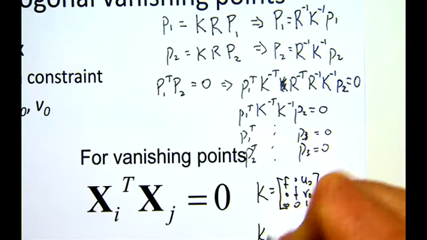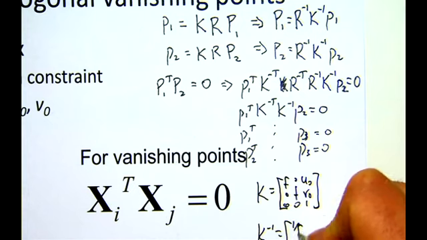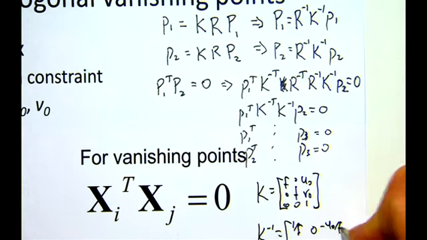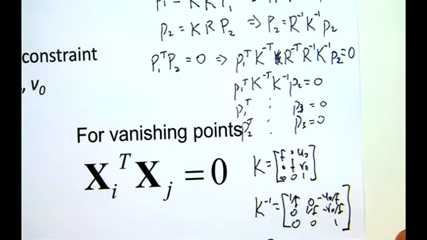And K inverse equals 1 over F, 0, negative U naught over F, 0, 1 over F, negative V naught over F, 0, 0, 1. If I plug my K inverse into this equation, I'll get a quadratic equation in terms of my parameters. I have 3 equations and 3 unknowns, so it's not a linear system, but I can solve even symbolically for my parameters given these constraints. The equation is a little bit messy, though. It's pretty long, actually.